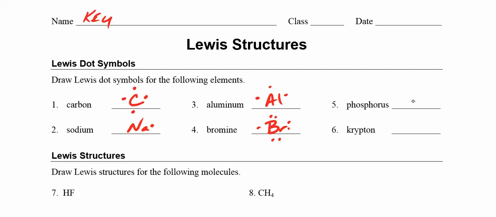Phosphorus, 5 valence electrons. It's in the 15th column. It has a symbol of P. So I'm going to say 1, 2, 3, 4, 5 valence electrons, just like that. Notice the 3 unpaired electrons and the 1 pair of electrons up on top. Krypton is one of the noble gases. That means it's going to have an octet of electrons around it. It's not going to want to bond with anything else because it has the magic number of electrons around it, 8 valence electrons. All right, let's move on.